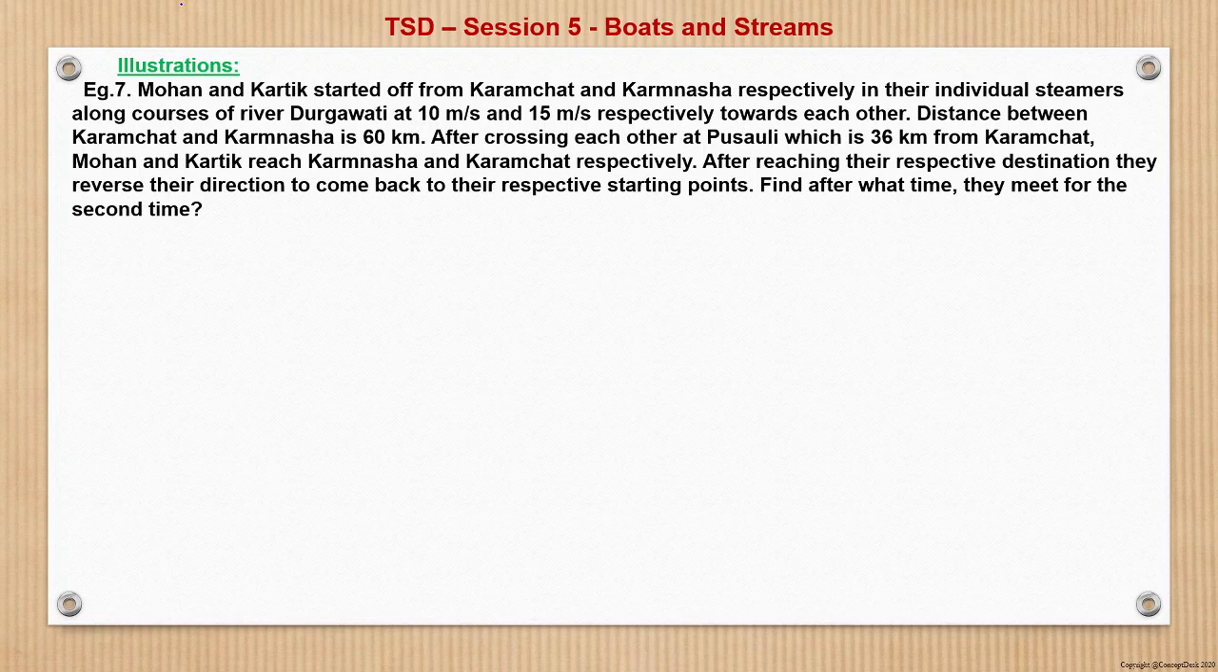So let us first try to understand the problem pictorially. There are two points on the bank of river Durgavati. So let this be a river Durgavati. This is point Karamchat. Let this be given by KT, and this point is Karmanasha, right? And a river is flowing in this direction, right?